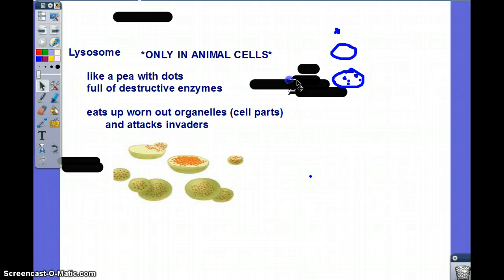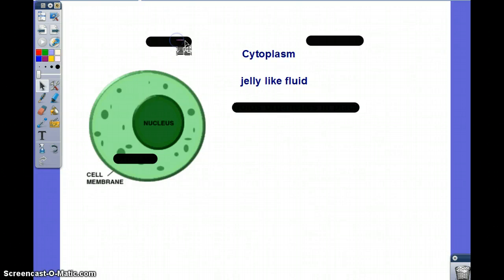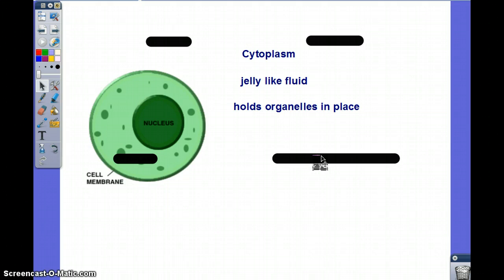Make sure, guys, so what's this? Cytoplasm. What's the function of the cytoplasm? Or what does the cytoplasm look like? Jelly-like. Why? What do you think the jelly does? Good. It holds all the organelles where they belong. So it's kind of like their nook.